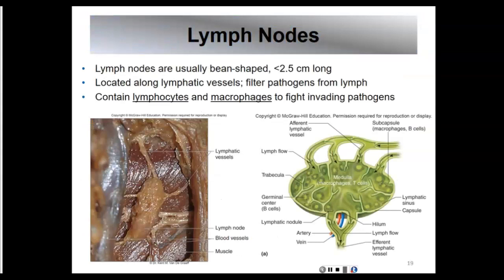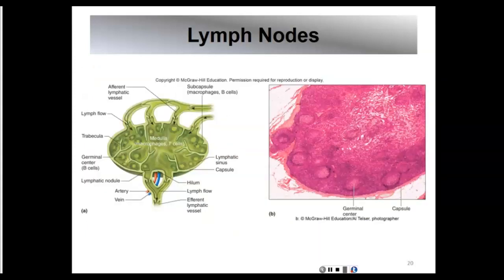A lymph node is usually bean-shaped. It is located along lymphatic vessels, and it filters pathogens from the lymph. It contains lymphocytes and macrophages to fight any invading pathogens. You don't need to know the details of the lymph node, just know its general functions.